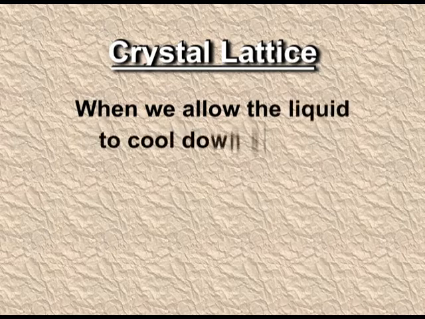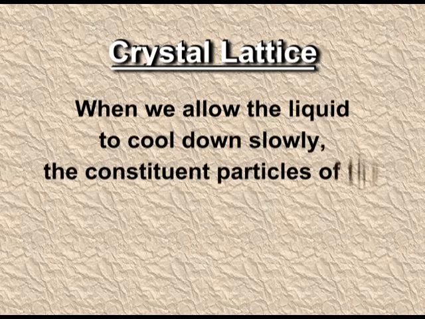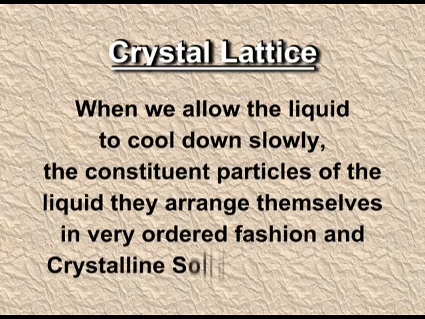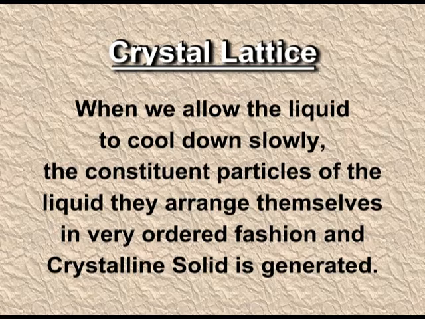Crystal lattice: when we allow a liquid to cool down slowly, the constituent particles of the liquid arrange themselves in a very ordered fashion and a crystalline solid is generated. For example, when we cool water, we get ice, and ice is a crystalline solid. A crystalline solid is made up of small crystals, and the constituent pattern is known as the crystal lattice.